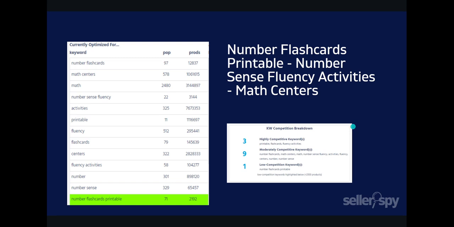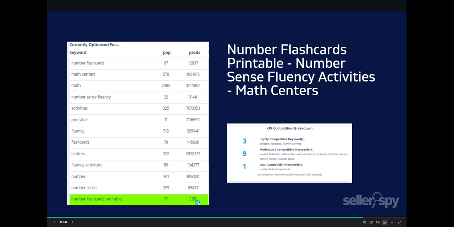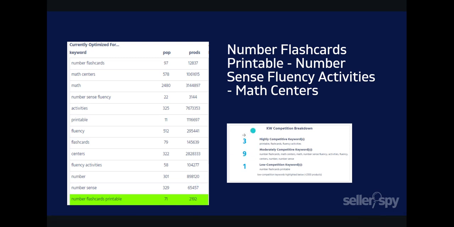Here you can see that title that I suggested to the seller: number flashcards, printable, number sense fluency activities, math centers. And you can see now we have a different mix of keywords. So now we have number sense fluency. There's only a little bit over 3,000 products optimized for that. And we have number flashcards printable, which is 2,200 products. So you can see a much better breakdown of high, medium, and low competition keywords that will hopefully get her more visibility on this product.